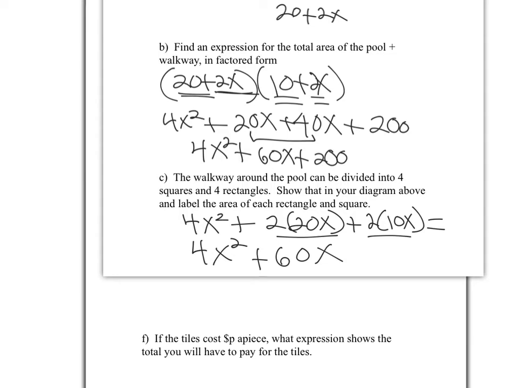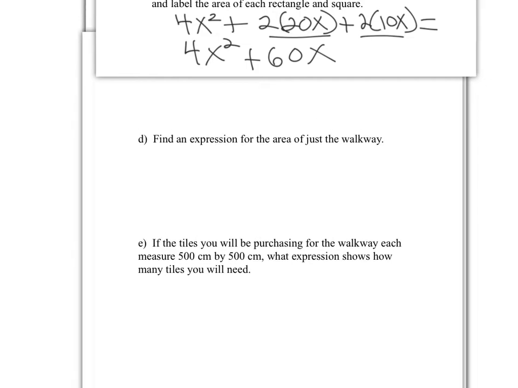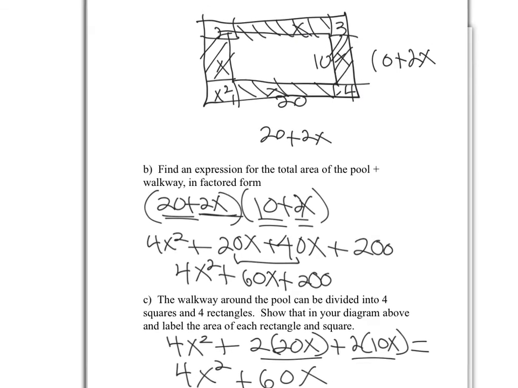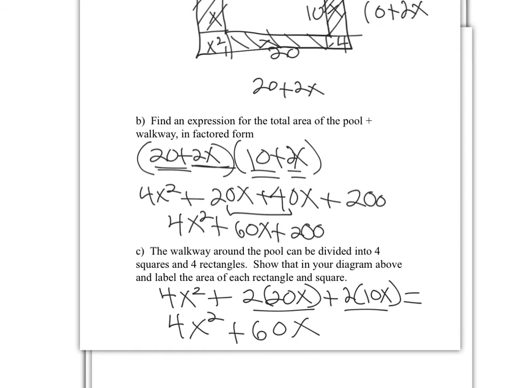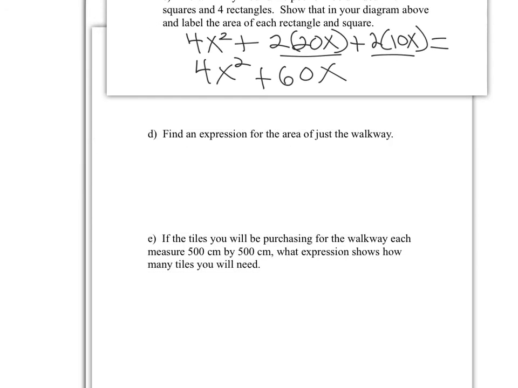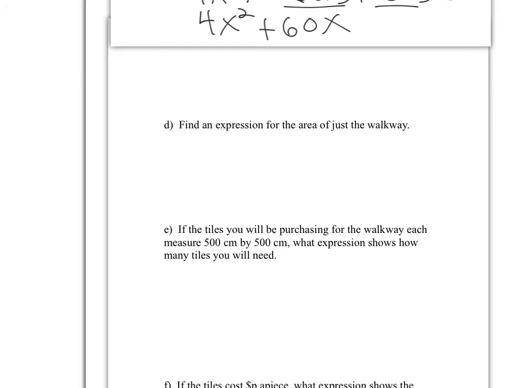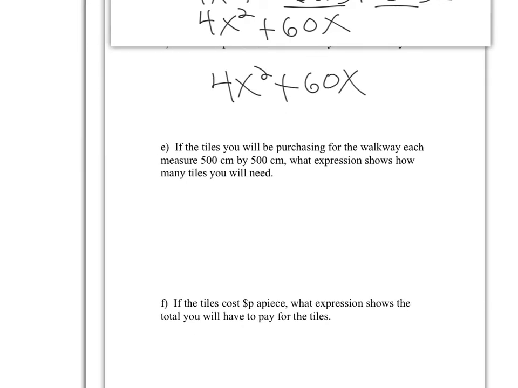Okay, so let's now take a look at the expression for just the walkway. So let's take a look back at our walkway. So we said that the walkway is 4x squared plus 60x. So we have 4x squared plus 60x. So if each of the tiles we're purchasing for the walkway measure 500 centimeters by 500 centimeters, which is to say half a meter by half a meter, then how can we figure out how many tiles we'll need?